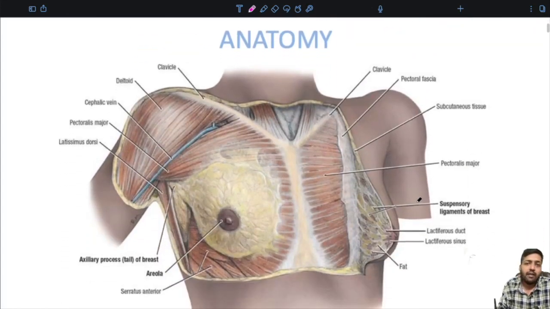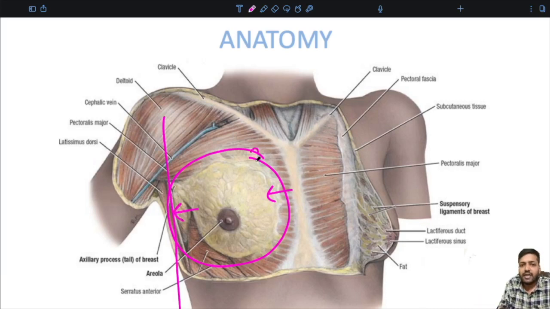Looking at the relevant anatomy of the breast, the breast is lying in the superficial fascia of the anterior chest wall. Horizontally, the breast extends from the lateral border of the sternum up to the mid axillary line. Vertically, it extends from the second to the sixth rib.